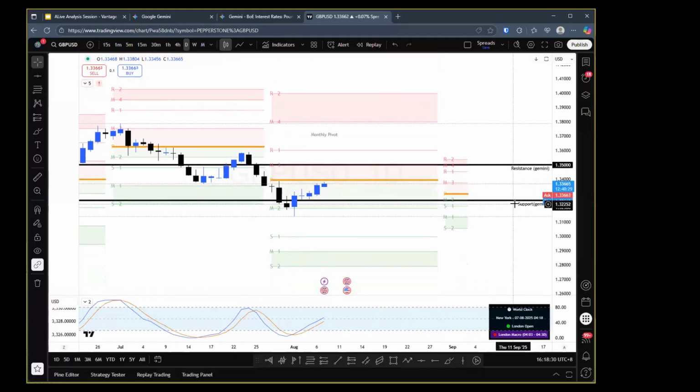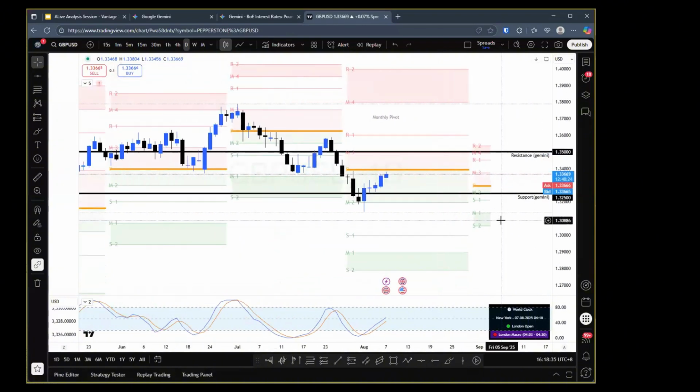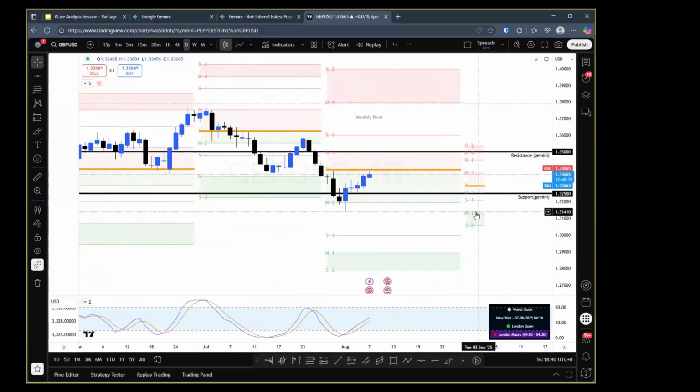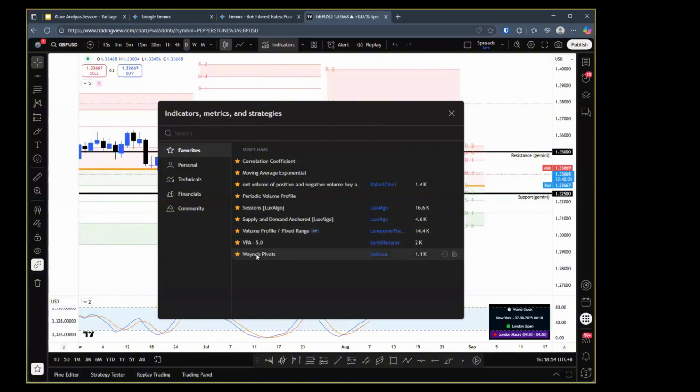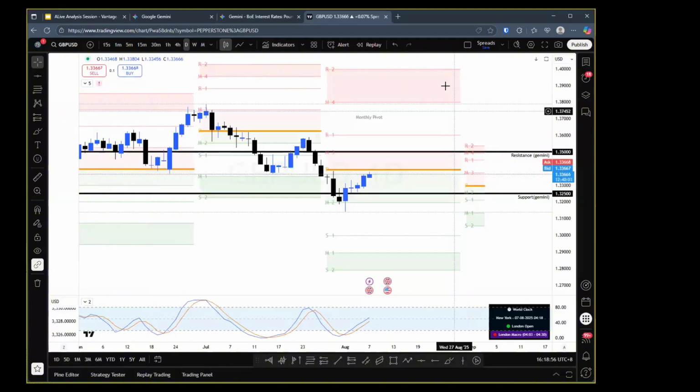For those of you who are new here, the pivot points is a very old indicator. Basically it tries to map out certain key areas for resistance and support. How it is measured, it looks at the previous period to determine these levels. The one that we're using is called Wayne's pivot. You can search for Wayne's pivot here. Key things: you have two resistance lines, R1, R2, two support lines, S1, S2, and a pivot line in the middle.